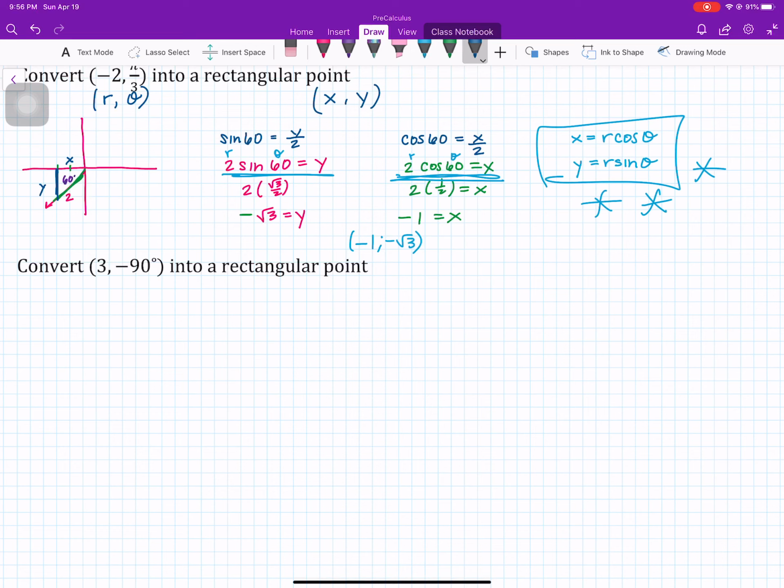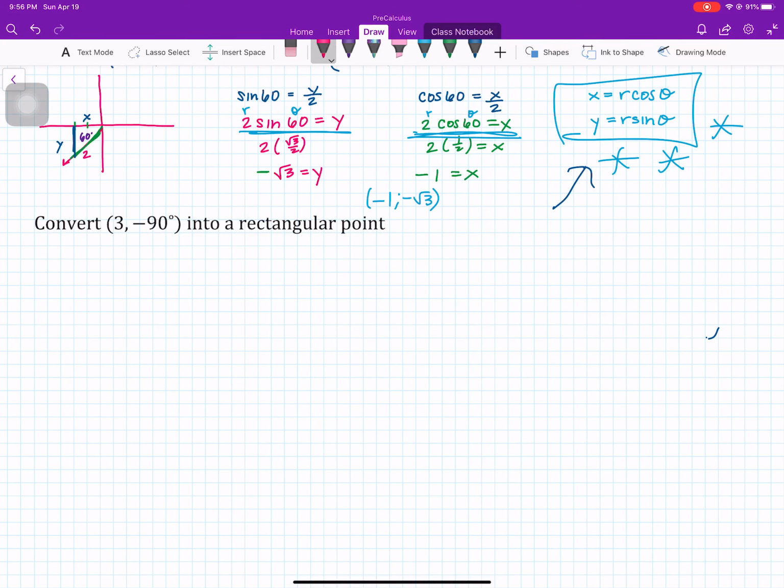Now, when we're using the formula without drawing a picture, I encourage you to use the negative numbers. So plug in your negative angle measures, plug in your negative r values, because that's going to get you in the right quadrant. So convert 3, -90 into a rectangular point. So my x value would have to be r times the cosine of theta. So my r is 3, and then the cosine of -90, which I can pop into my calculator. I can also do this in my head. And then my y value is 3 times the sine of -90.